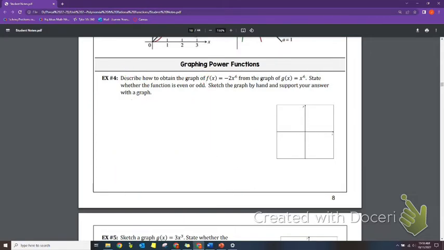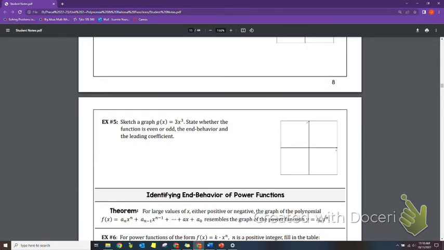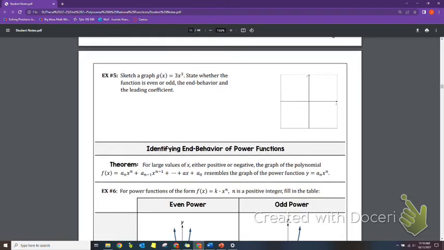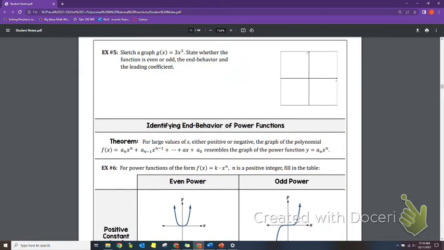Example 5 says, to sketch a graph of g of x equals 3x to the third, state whether the function is even or odd, the end behavior, and the leading coefficient. All right, so we're going to sketch a graph of g of x equals 3x to the third. So again, we could just pick ourselves some x values, and I'm going to plug them in. You know what, I'm going to move my table over to the other side.